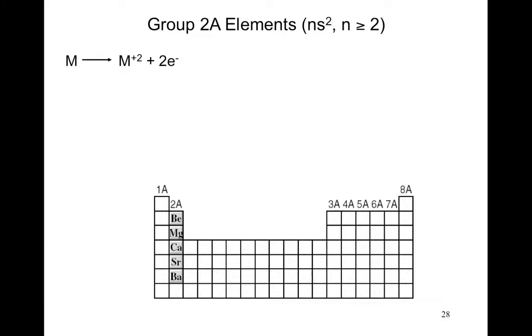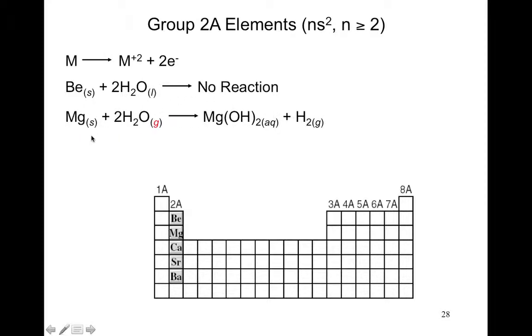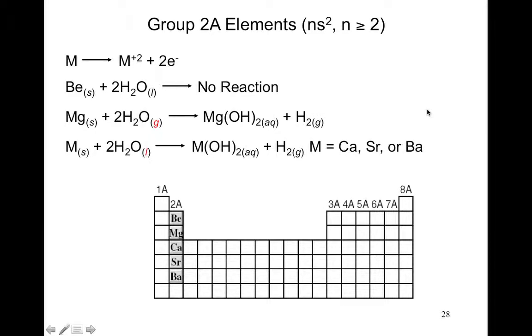Let's go to group 2. ns2, beryllium, magnesium, calcium, strontium, barium, those kinds of guys. Generally +2 ions, but you already knew that. Beryllium with water, not really a thing, but the rest of them will pretty much do a little bit of reaction with water. You might have to heat them to get them going, but they'll do the same thing. Make a base, release some hydrogen gas, that kind of stuff.